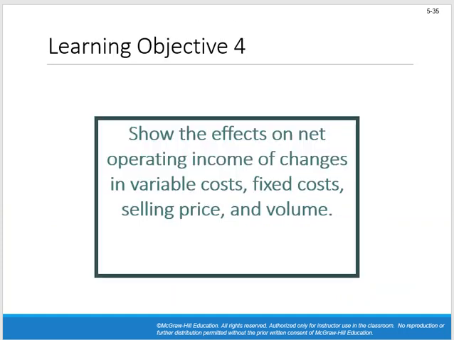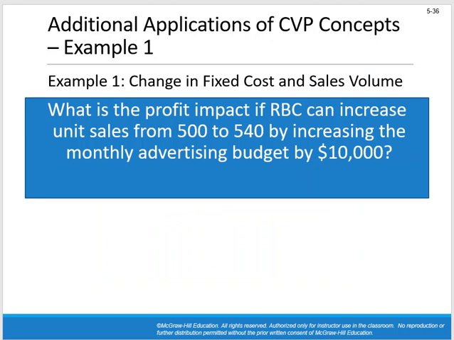Next, we're going to look at the effects on net operating income based on changes in variable costs, fixed costs, selling price, and volume. So essentially, we're going to tinker with all the parts of our income statement, all of our different inputs, and figure out what that's going to do. So try this one. You guys should have pencil, paper, and calculator at hand here. So we're looking at a change in our fixed costs and our sales volume. So what is the profit impact if RBC can increase our unit sales from 500 to 540 by increasing the monthly advertising budget 10,000? So we can draw out a whole new income statement comparing 500 units at our current scenario versus 540 units at this new scenario.